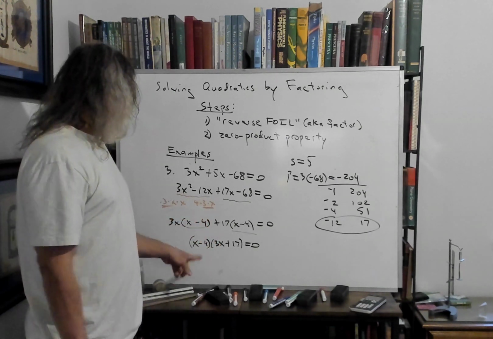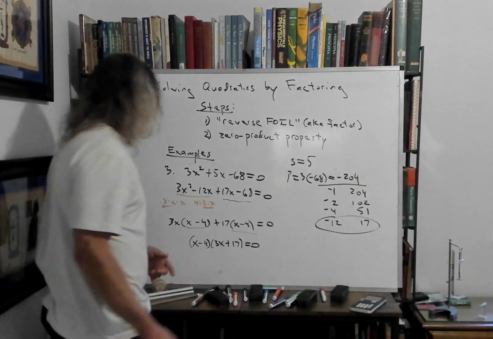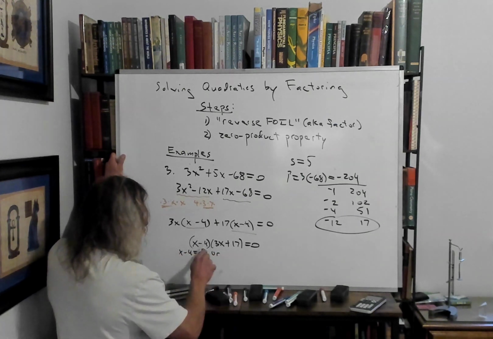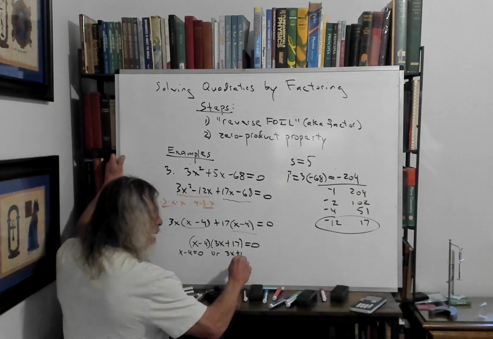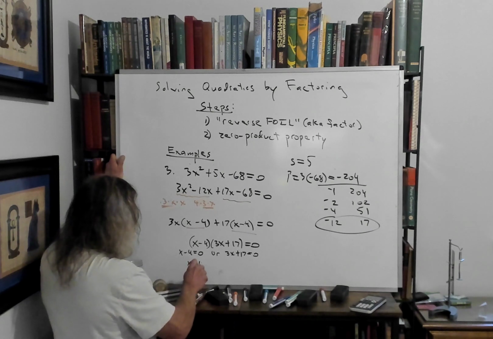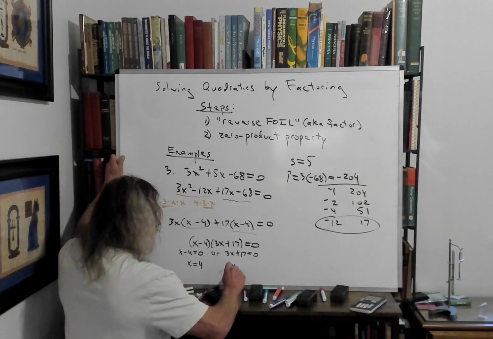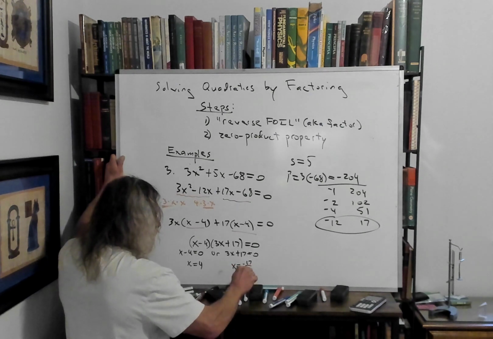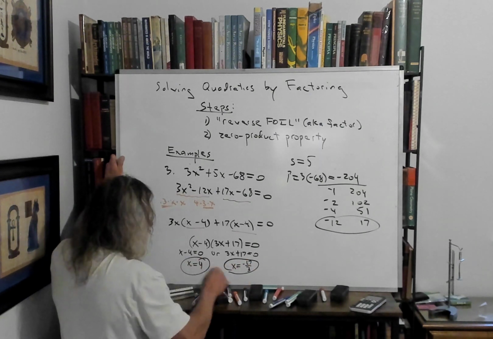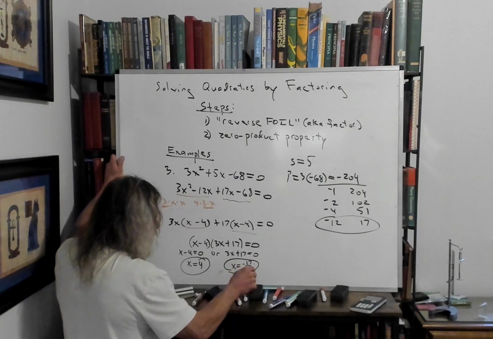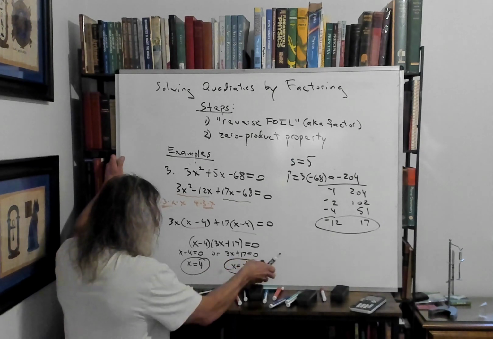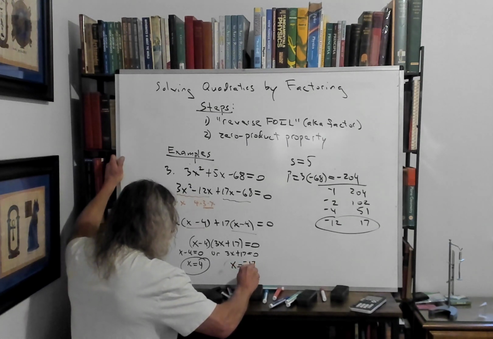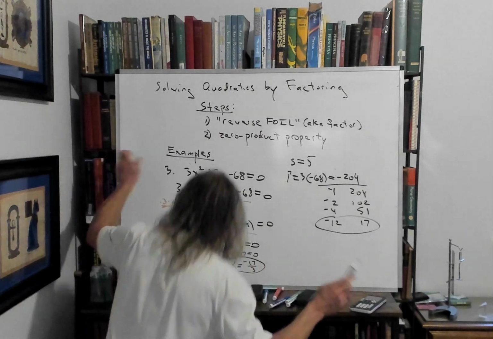Reverse FOIL. So, now we just do zero product property. And so, it's easy. x minus 4 is 0, or, A times B is 0, as we said before, or this is 0. So, x is 4. Subtract 17, divide by 3. x is negative 17 thirds. So x equals negative 17 over 3. There. So that's our answer.